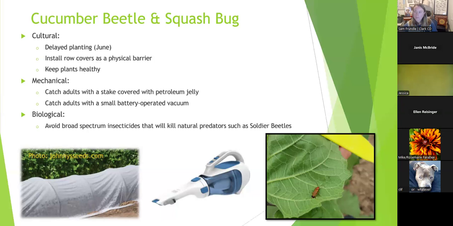Biologically, what we want to do is make sure we avoid any broad spectrum insecticides that are going to kill their natural predators, such as soldier beetles. That beetle there in that third photograph on the right is a soldier beetle. What they do is they eat the larva and the eggs. So if you've got soldier beetles out there, you want to make sure you're not applying insecticides that are going to kill the soldier beetle.